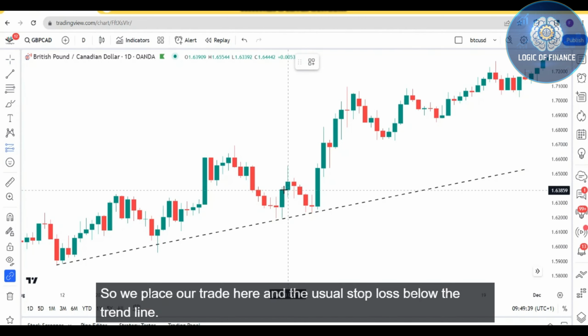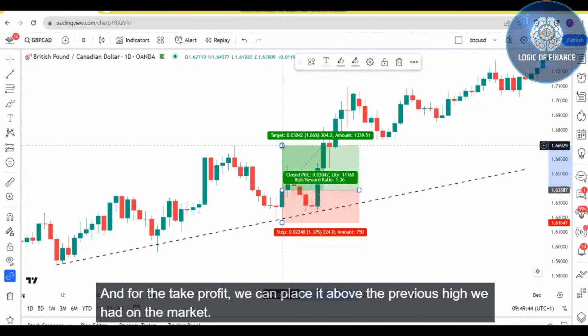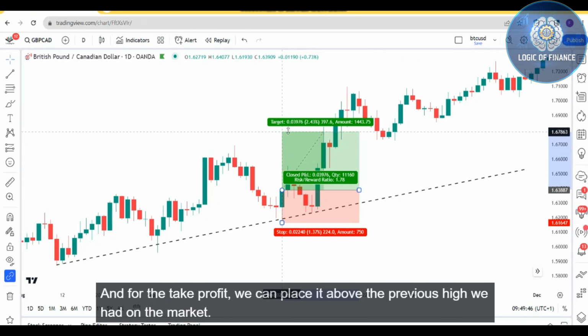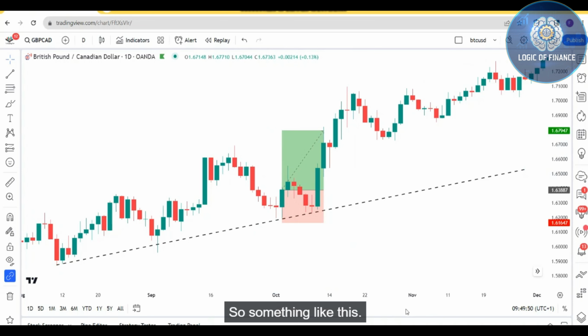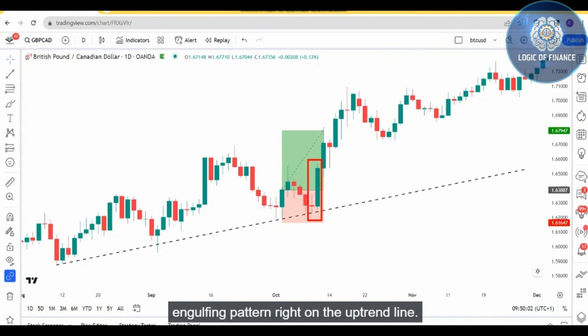So we place our trade here and the usual stop loss below the trend line, and for the take profit we can place it above the previous high we had on the market, so something like this. You can notice that if you missed this trade, you will have had a second chance here with a second bullish engulfing pattern right on the uptrend line.